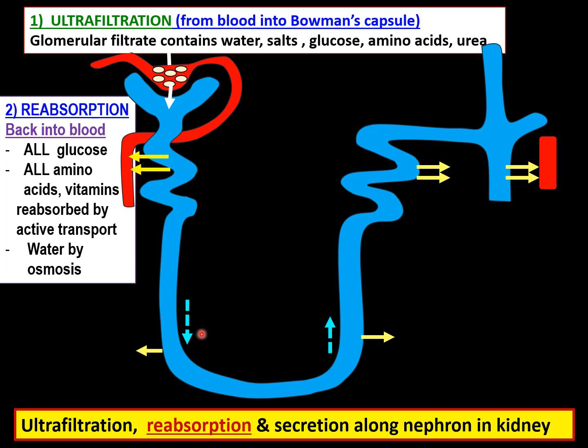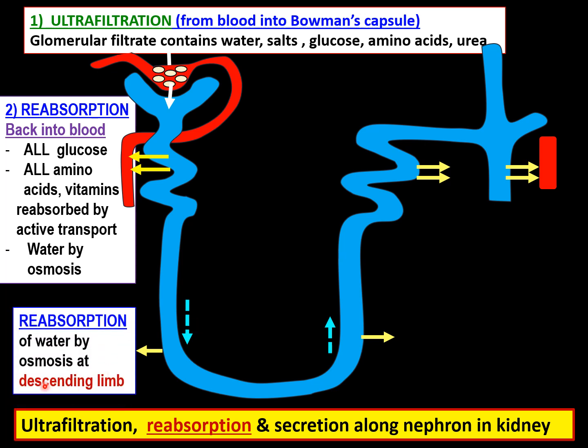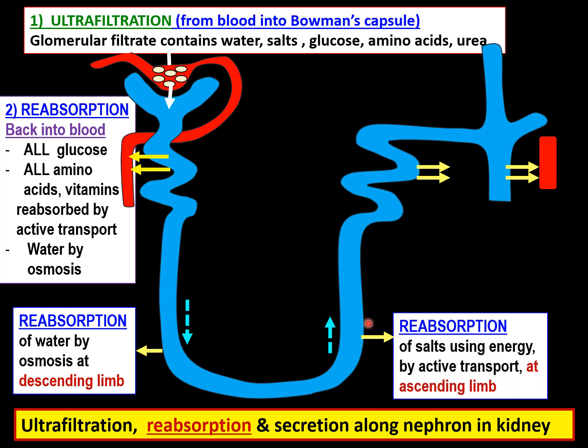Okay, let's go on to the second part. The second part is the descending limb of the loop of Henle here. It's a U-shaped loop. So there's reabsorption of water by osmosis at the descending limb as the fluid, the glomerular filtrate, flows down here. How about the ascending limb? In the ascending limb, there's reabsorption of salts using energy. That means by active transport. Salts are reabsorbed by active transport. Water is always reabsorbed by osmosis.